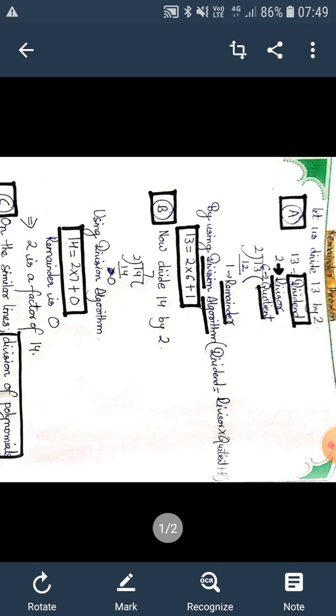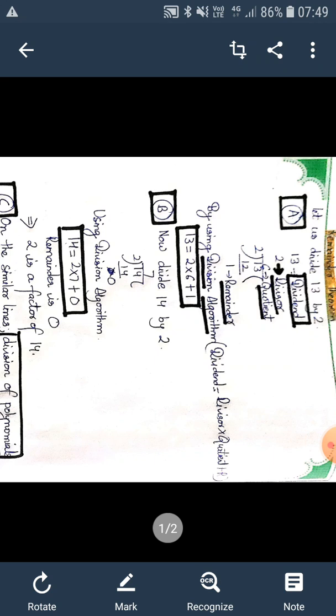When we divide 13 by 2, then 13 is called dividend, 2 is called divisor, and when we divide 13 by 2, 2 goes into 13 6 times, so 2 into 6 is 12, and then by subtracting we get 1 as the remainder. Remainder is always less than the divisor.